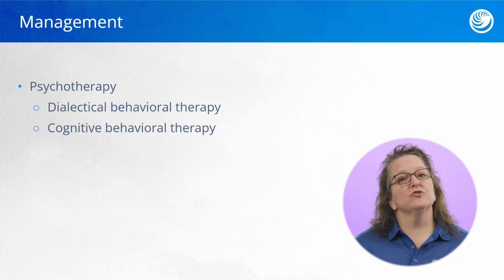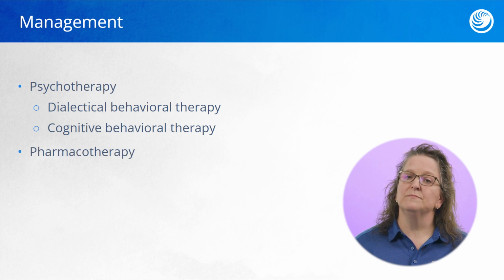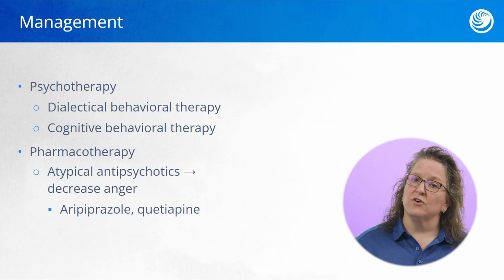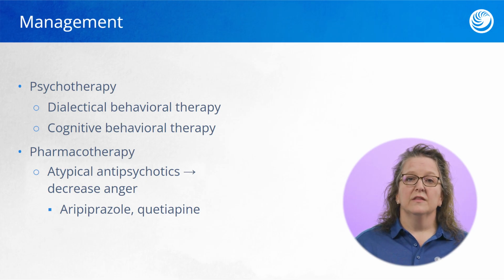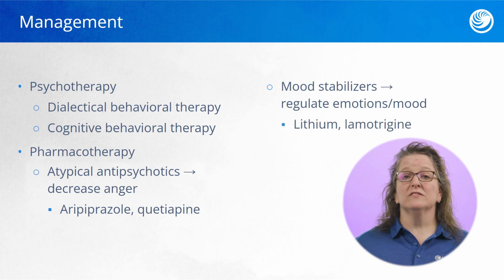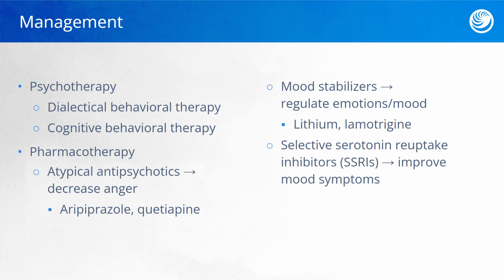The client may be prescribed pharmacotherapy. Some of these medications can help with the symptoms of borderline personality disorder. The client may be prescribed atypical antipsychotics to decrease anger and self-destructive impulses. The client may also be prescribed mood stabilizers to help with that emotional dysregulation and those mood swings. The client may also be prescribed selective serotonin reuptake inhibitors. This can improve their mood and decrease their self-harm behaviors.